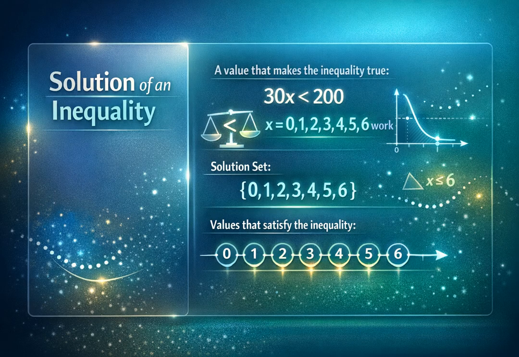A solution of an inequality is a value that makes it true. For example, in 30x less than 200, the values x equals 0, 1, 2, 3, 4, 5, and 6 all work. The solution set is 0, 1, 2, 3, 4, 5, 6. These are all values that satisfy the inequality.